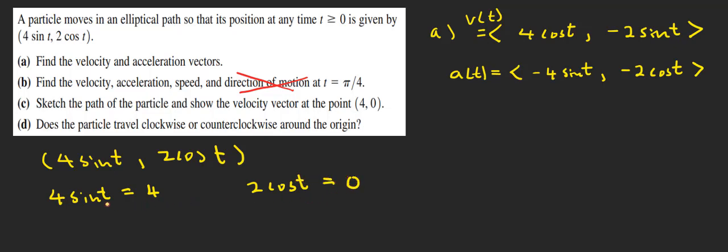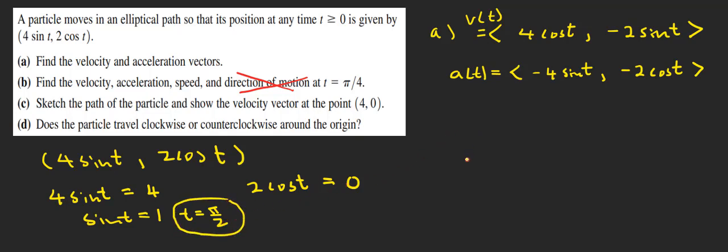Now let's solve for t. Let's divide by 4 on both sides. So you get sine of t equals 1. And sine of what is 1? Well, that's pi over 2, isn't it? So this implies that t is equal to pi over 2. Now let's double check. What is cosine of pi over 2? Cosine of pi over 2 is 0. 0 times 2 is 0. So we found the value of t.